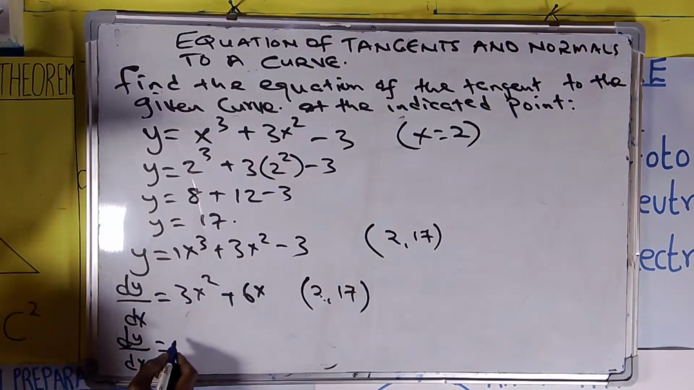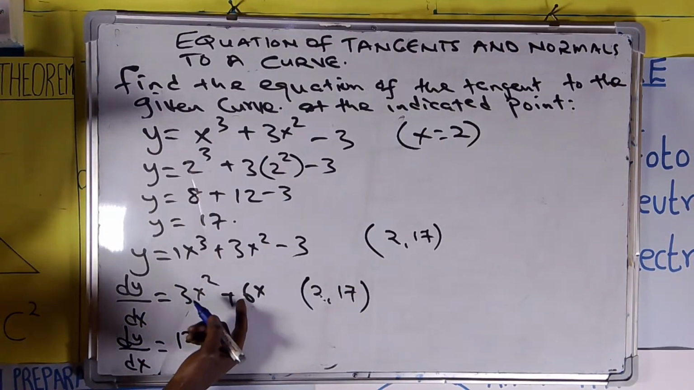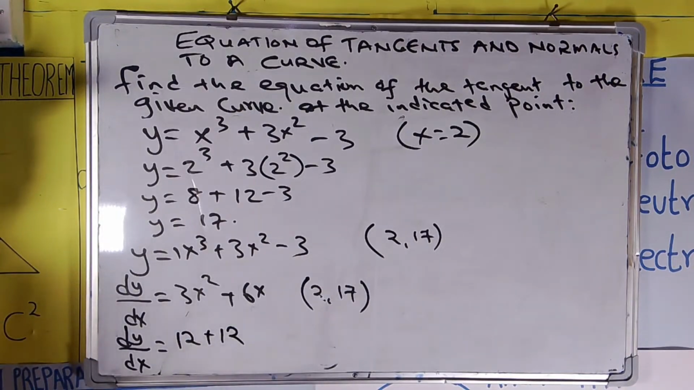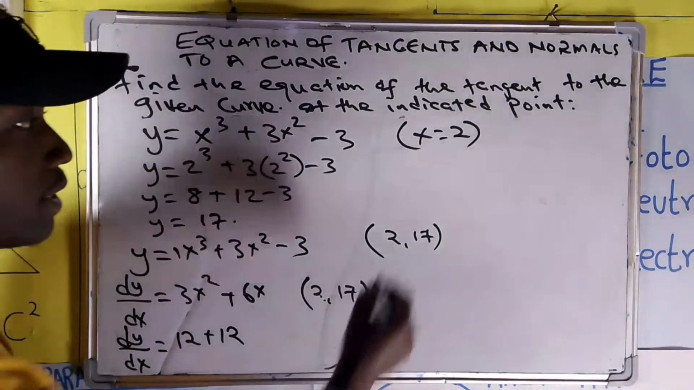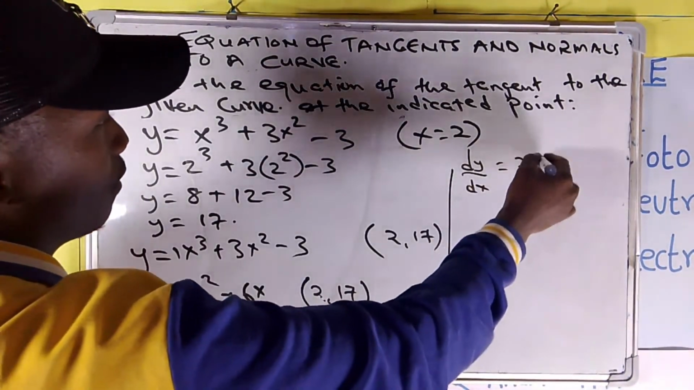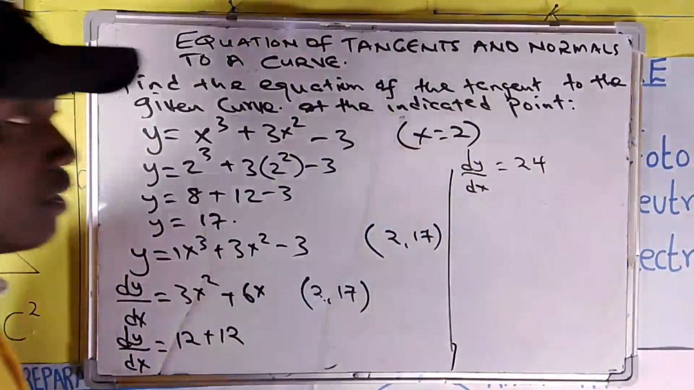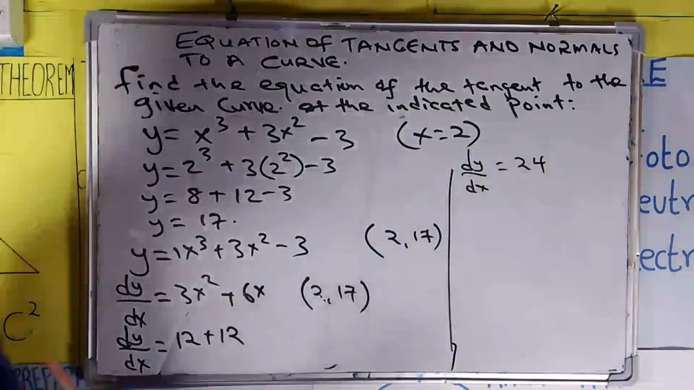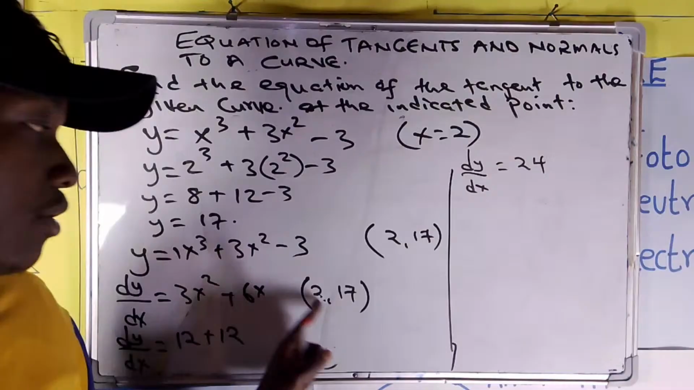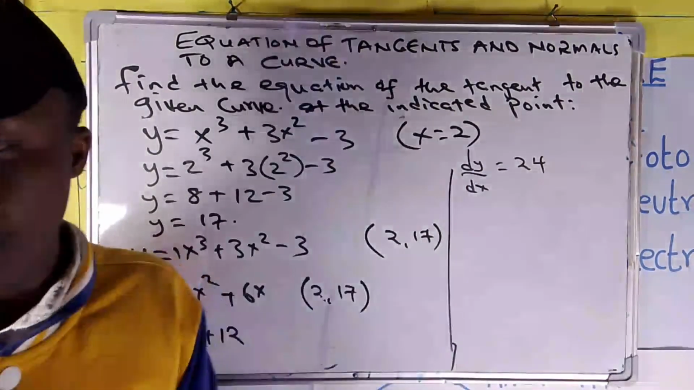4 times 3 is 12. Plus 6 times 2 is 12. So our dy over dx is equal to 24. So don't forget that the gradient of the curve and the gradient of the tangent at point 2, 17 is 24 in both cases.